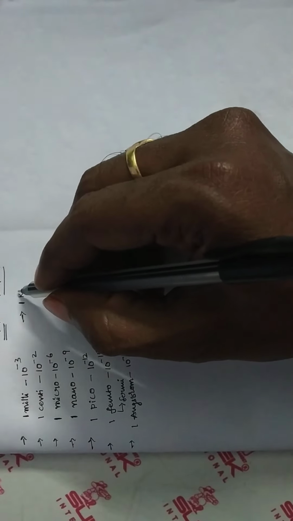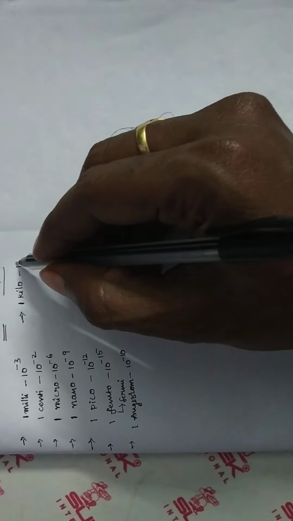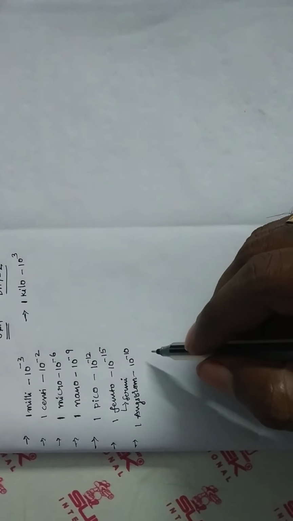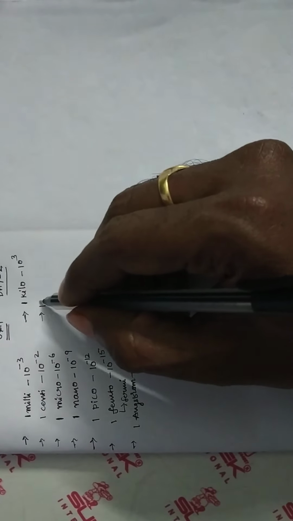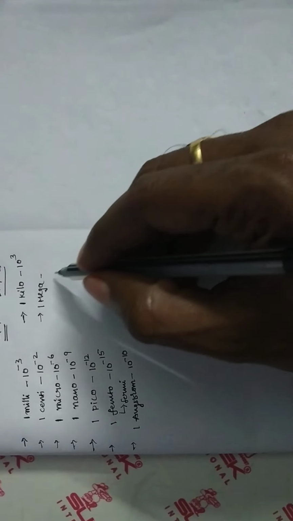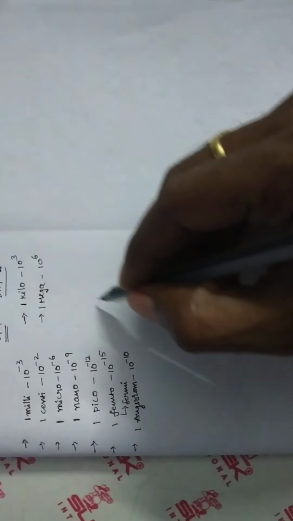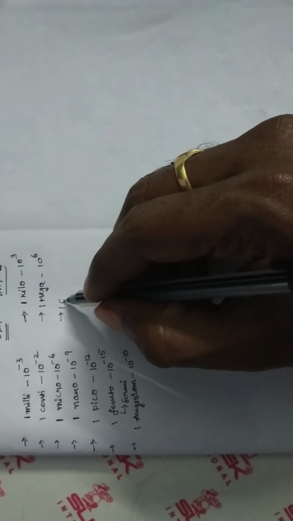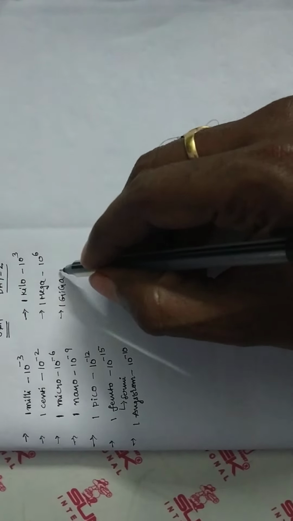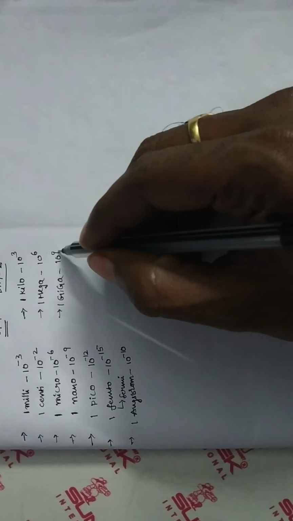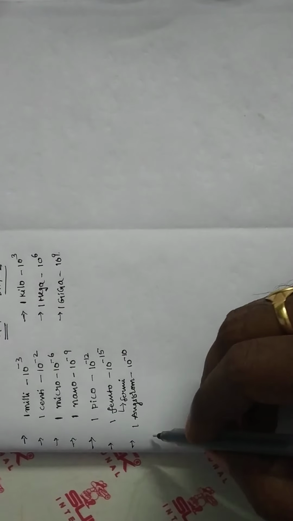If we go to positive, higher values, 1 kilo gives 10 cube. Okay, 1 mega, 10 power 6. 1 giga, 10 power 9. So this will come as higher powers. Okay, while doing problems, these are important.